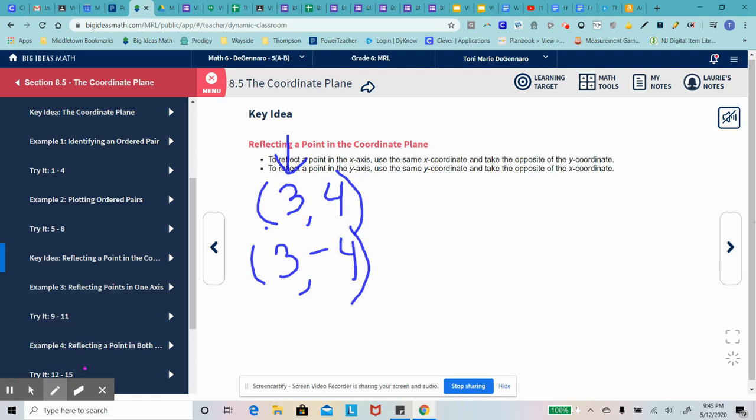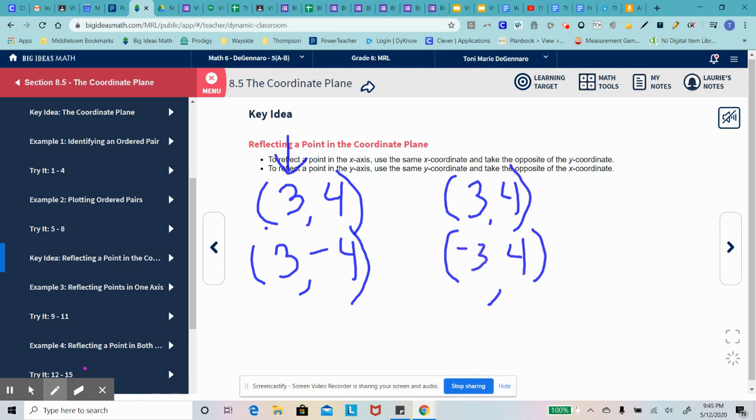Okay, so now if we do the second bullet, we're going to do the same example, (3, 4), starting over. It says to reflect a point in the y-axis, use the same y-coordinate. So I'm going to rewrite this, but I'm going to keep my y-coordinate and take the opposite of the x-coordinate. So the opposite of my 3 is -3.